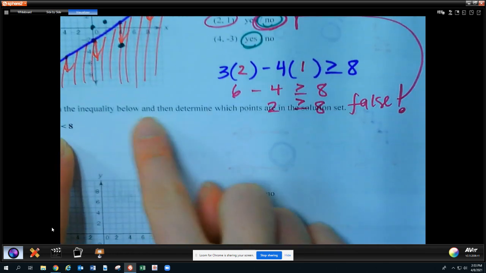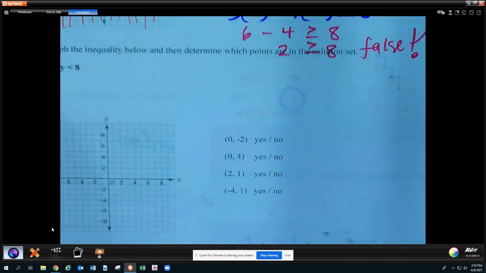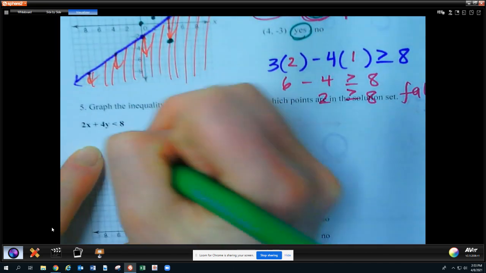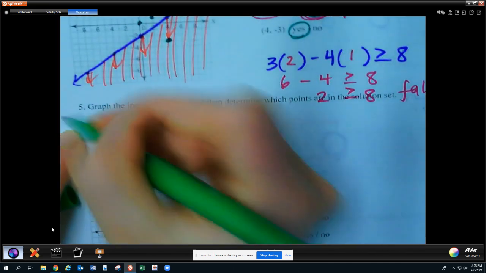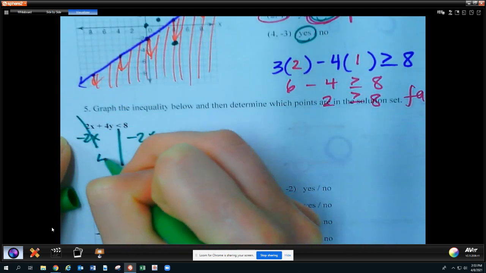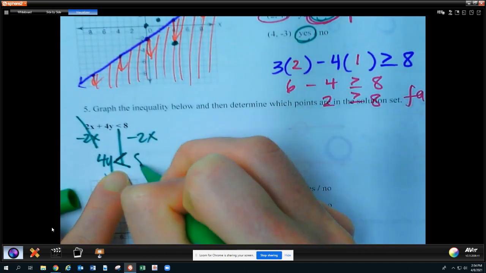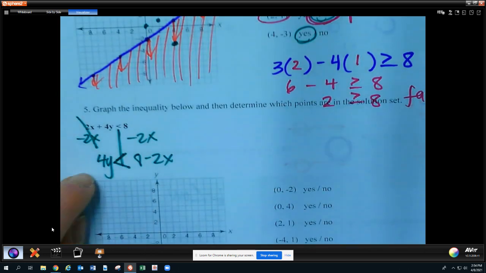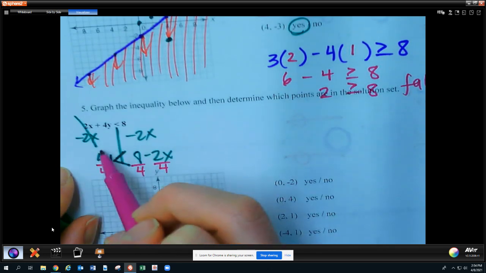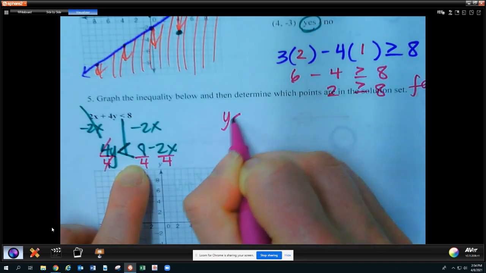Okay, so it says graph the inequality below and determine which of the points is the solution. Okay, and so I'm going to graph it just to review that one more time. So first thing I have to do is move the 2x to the other side. And so that leaves me with 4y is less than, don't lose your alligator, 8 minus the 2x. Next, we divide by the 4. Since I am dividing by a positive 4, do not flip the inequality.